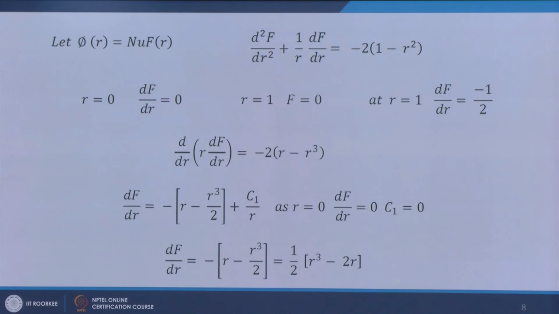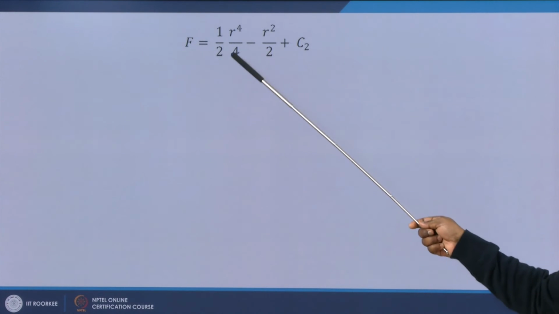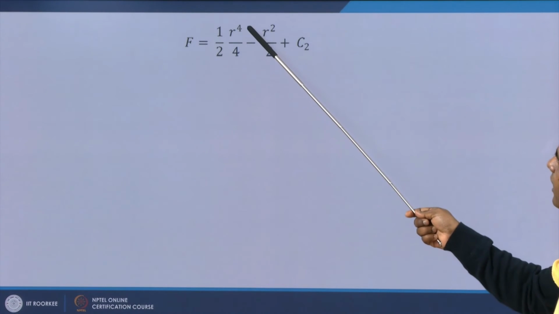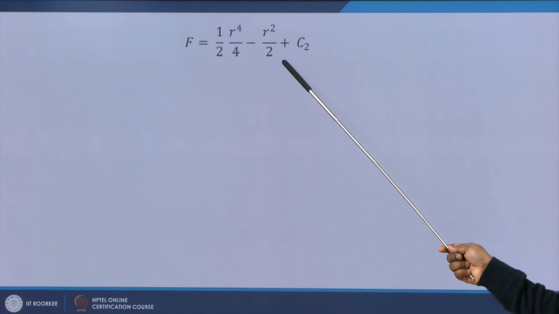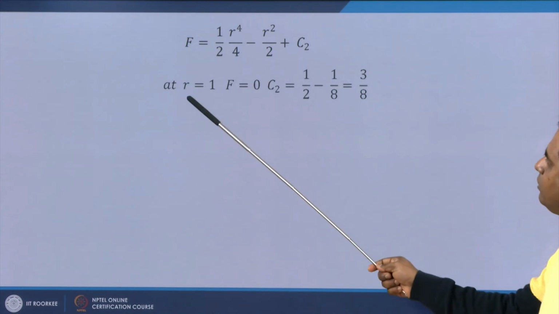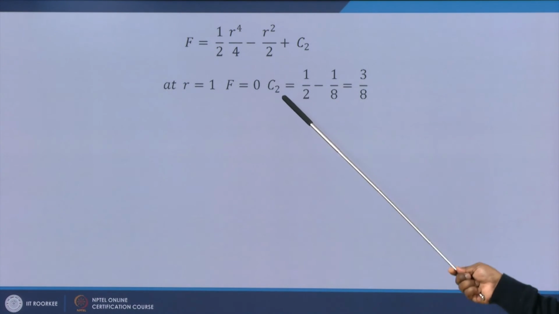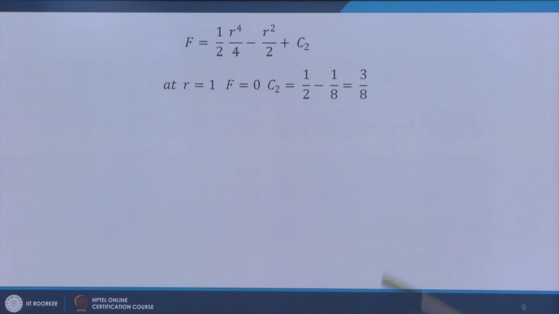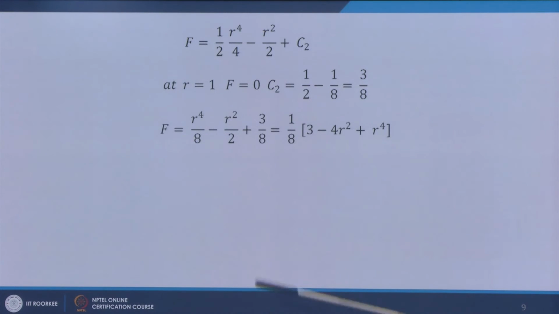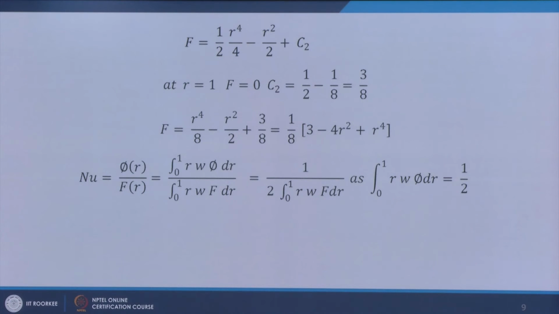If we do one step further of integration, then we find f becomes 1 by 2 into (r to the power 4 by 4 minus r square by 2 plus C2). This can also be found by putting the boundary condition at r equals 1, f equals 0. So C2 gives 3 by 8. Finally f becomes 1 by 8 into (3 minus 4 r square plus r to the power 4).